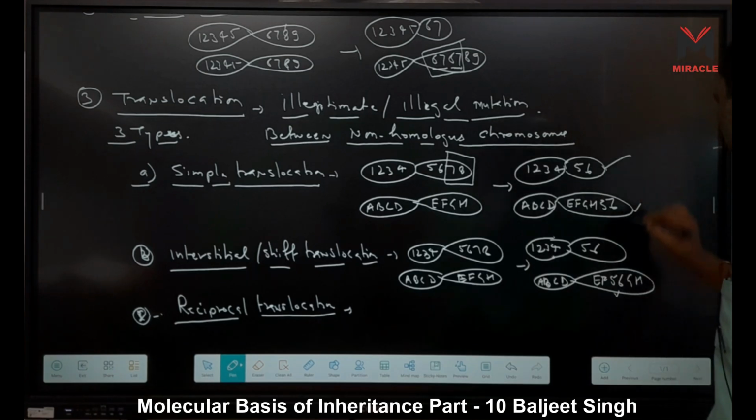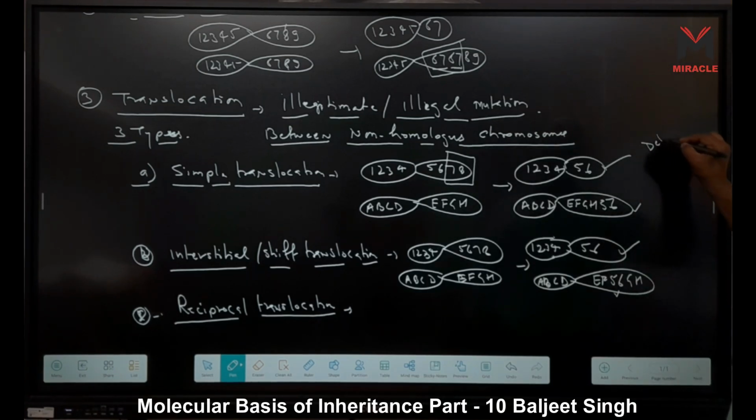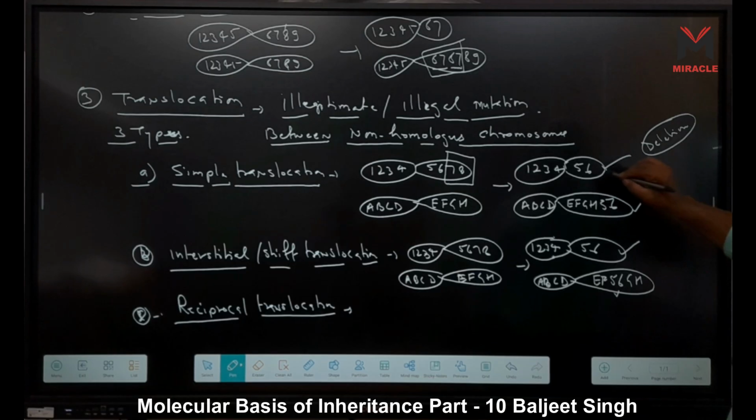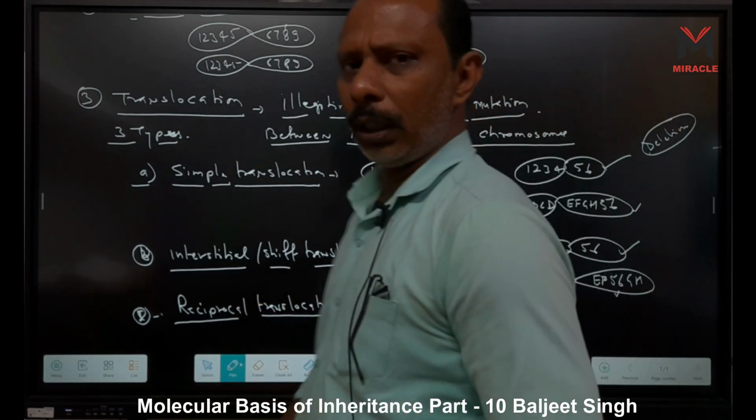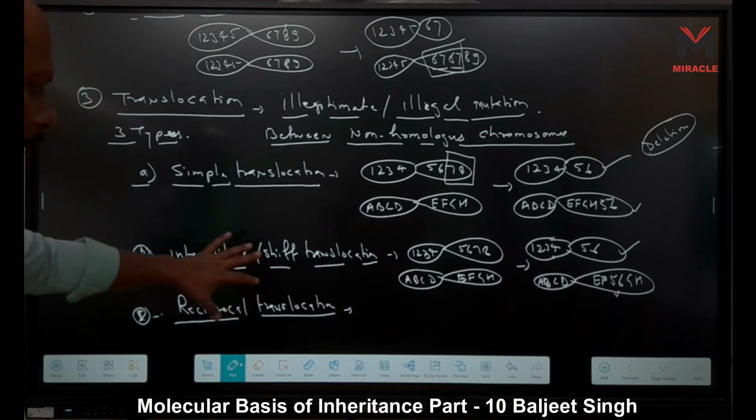They show this one and this one. They are examples of deletion also. When we consider only one chromosome, we can say it is deleted. But deletion is there, and here addition is there. This is also deletion and addition. But in reciprocal, what happens? It is like inversion, right? This is an exchange of genetic materials.